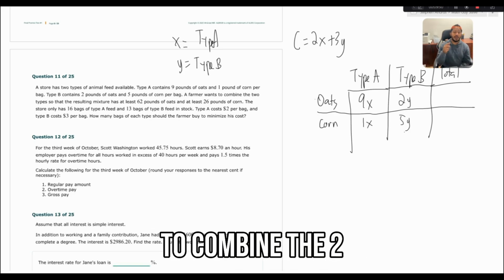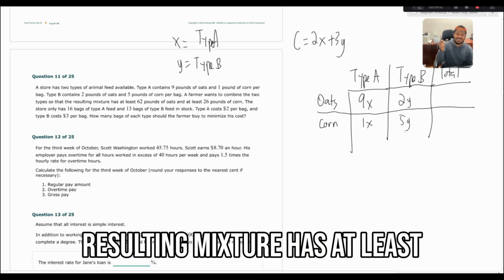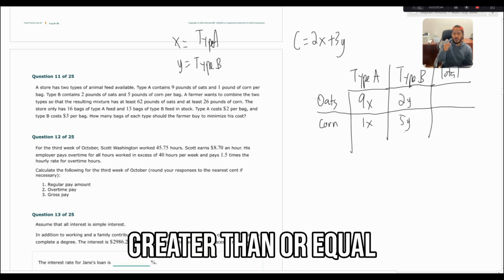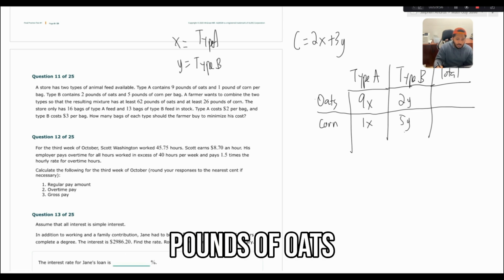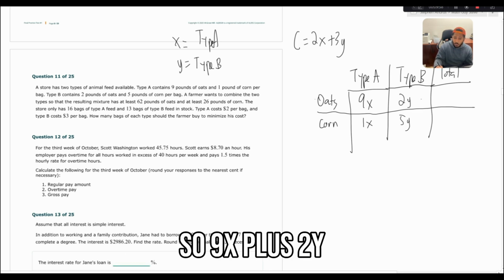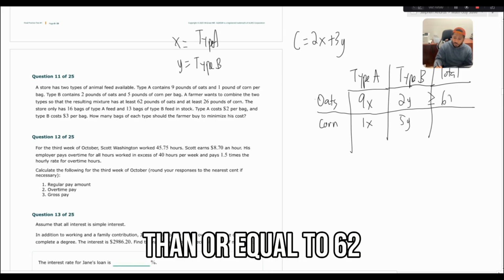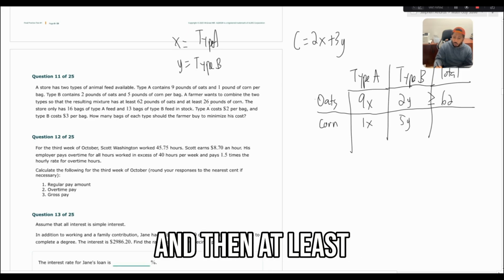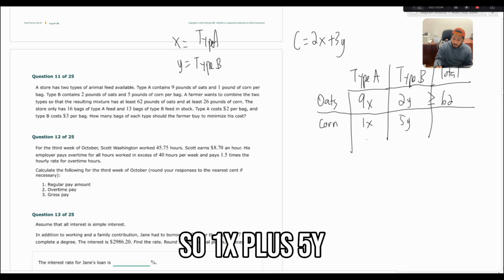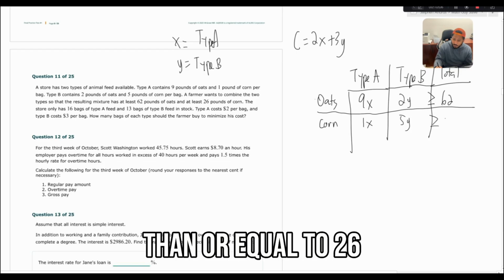The formula wants to combine the two types so that the resulting mixture has at least, so that's a greater than or equal to symbol, at least 62 pounds of oats. So 9x plus 2y has to be greater than or equal to 62. And at least 26 pounds of corn, so 1x plus 5y has to be greater than or equal to 26.